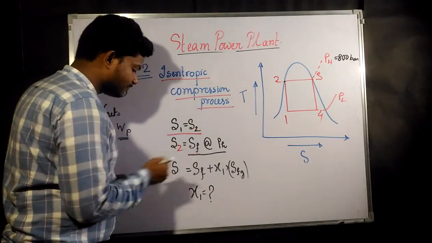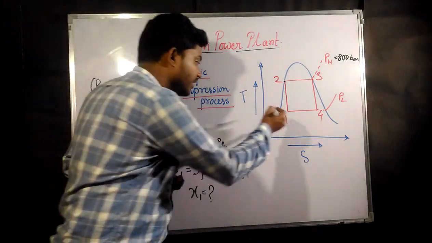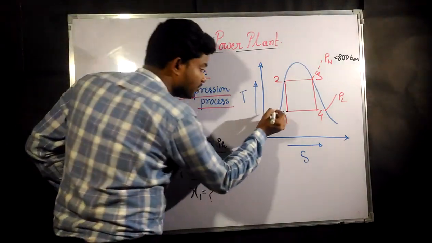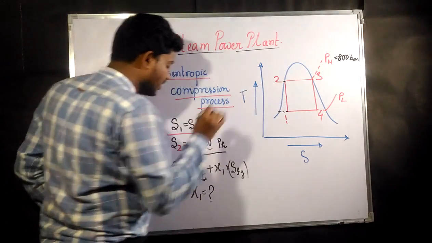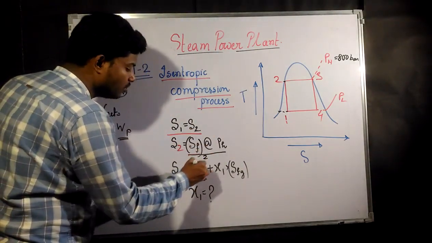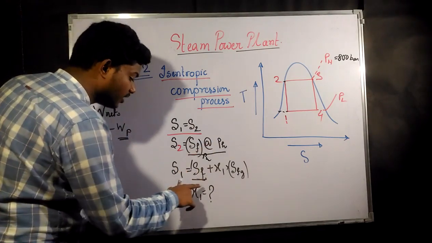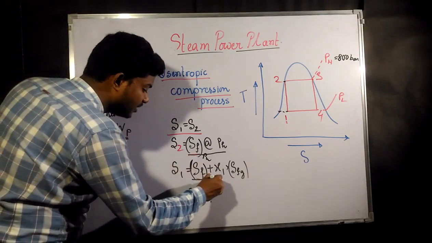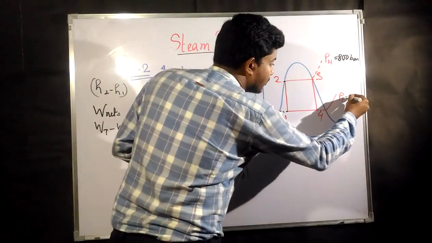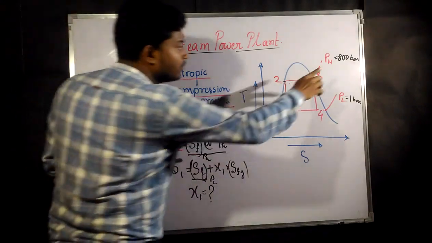Sorry, this is going to be 1. There is an equation. S1 is nothing but Sf. Sf means at this point, it is also Sf. You can rather write Sf at point 2, or Sf at PH, or here you can write Sf at PL. PL means at lower pressure. At lower pressure, suppose this is 1 bar. Okay, you take 8 bar.